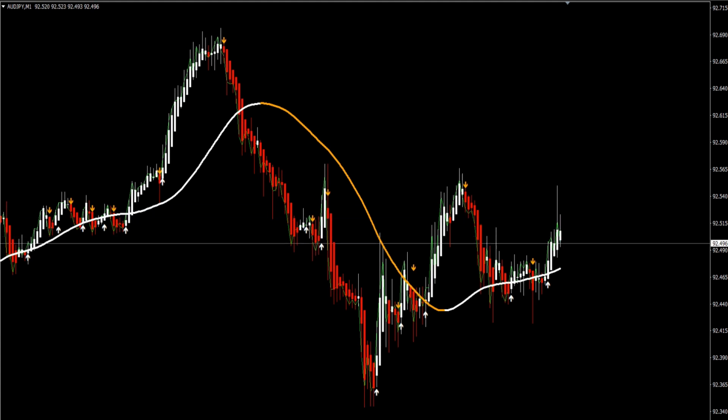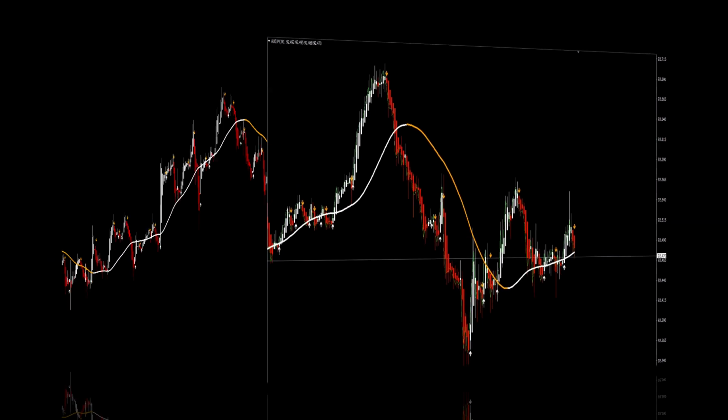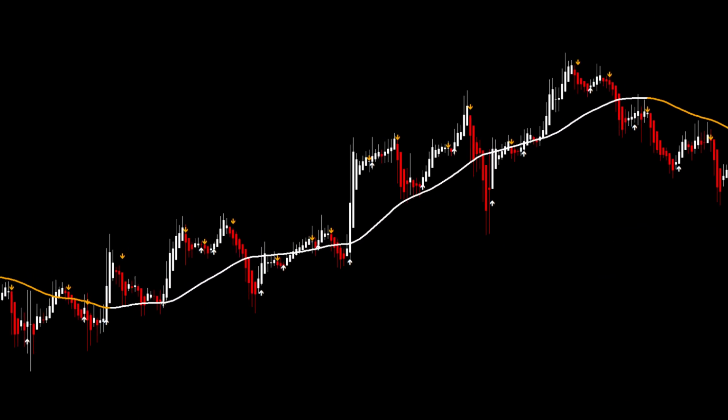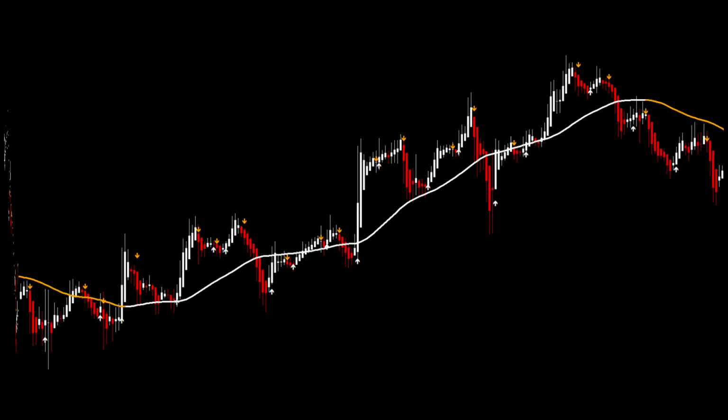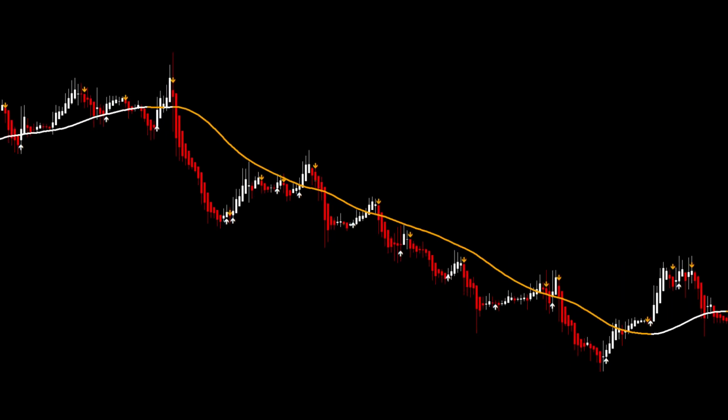The trading rules of this indicator system are very simple. When the color of the trend line is white, then a buy trade is to be taken only on the white arrow. Similarly, when the color of the trend line is red, then only a sell trade is to be taken on the orange arrow. The take profit level will be a risk to reward ratio of 1:1, or when the trend line color changes.